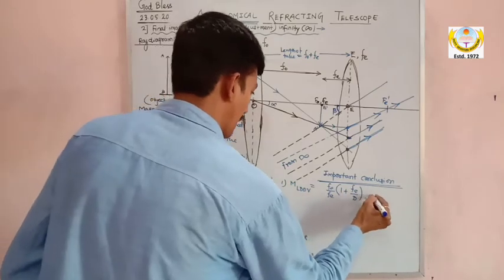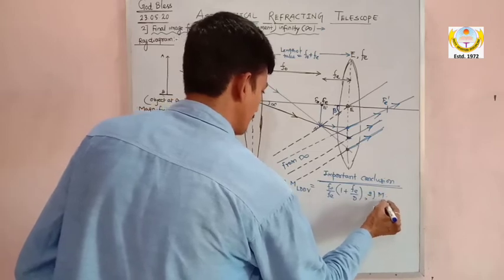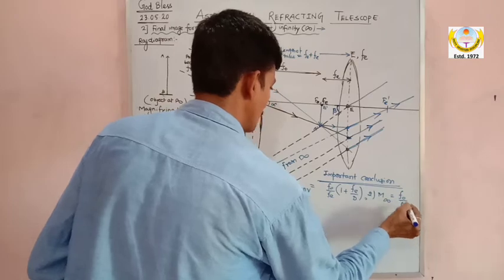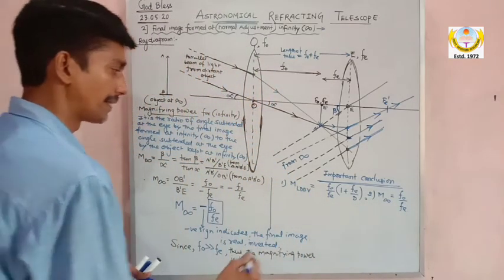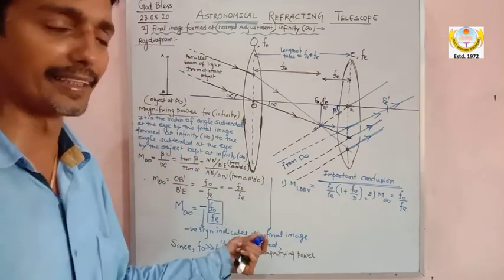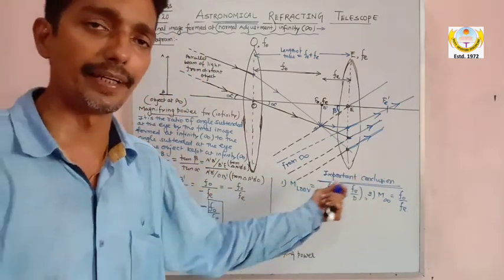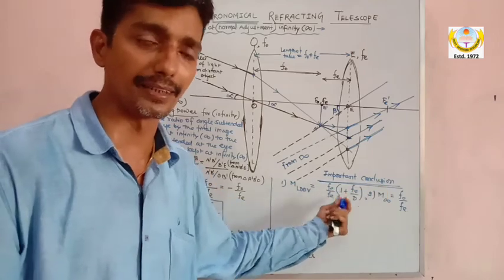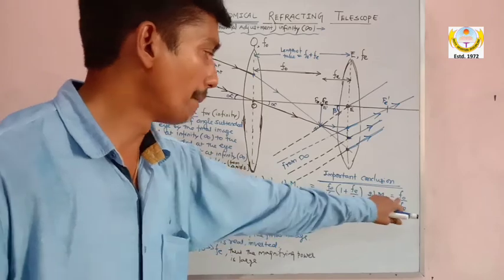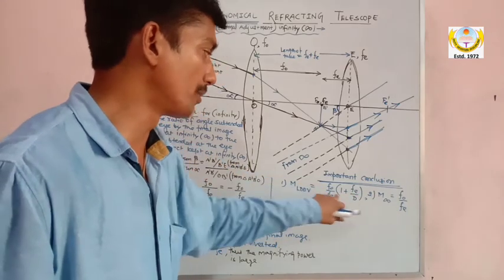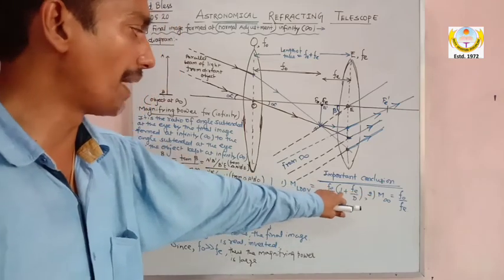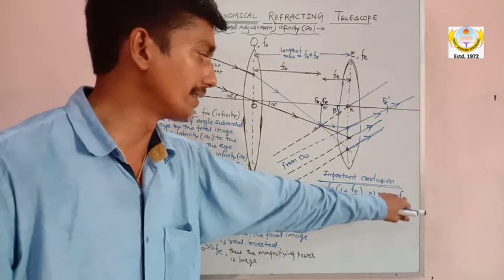And the magnifying power at infinity is FO by FE. I have not written the minus sign because the minus sign indicates the nature of the image, which is real and inverted in both cases. I have just written the magnitude, in terms of positive magnitude always. So it is FO by FE into 1 plus FE by D, and here it is FO by FE.